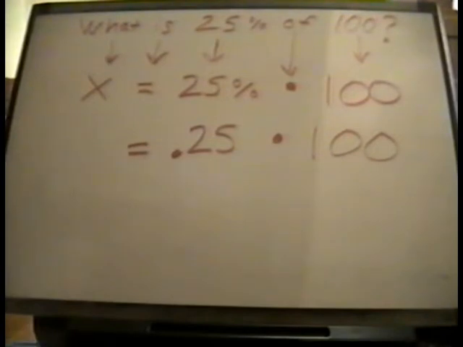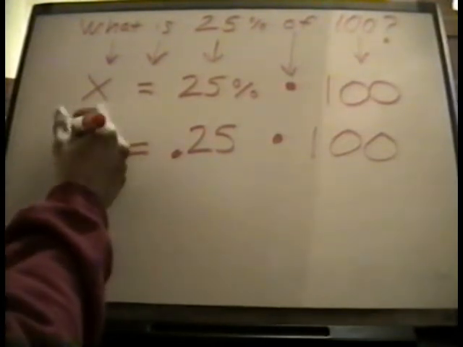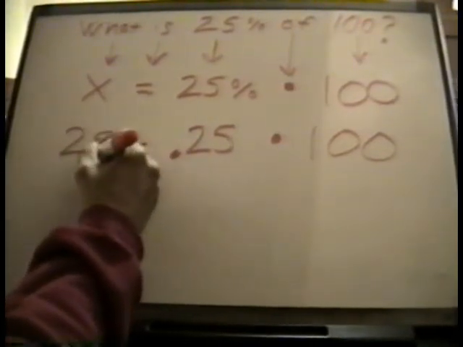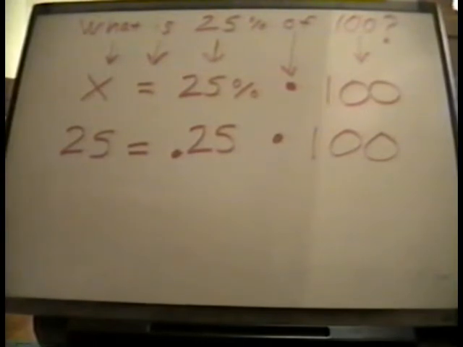So here, 0.25 times 100 gives you 25. That gives you what 25% of 100 is. It's actually the number 25.